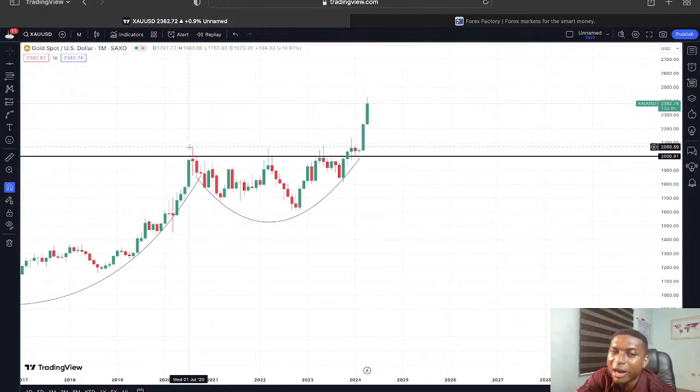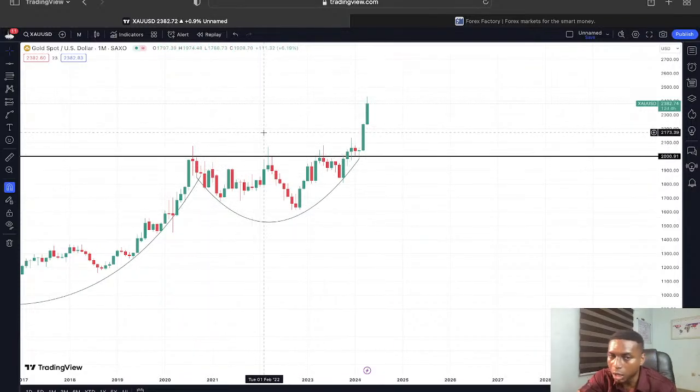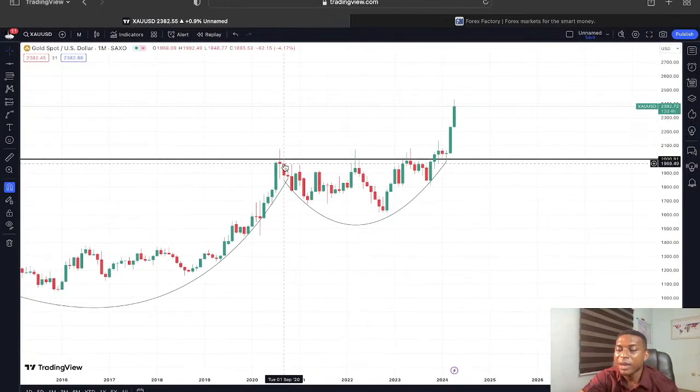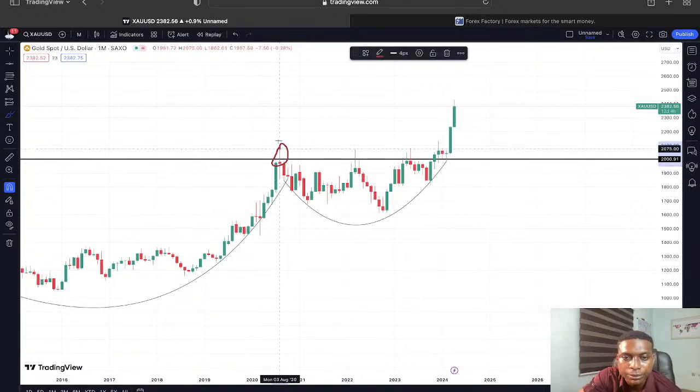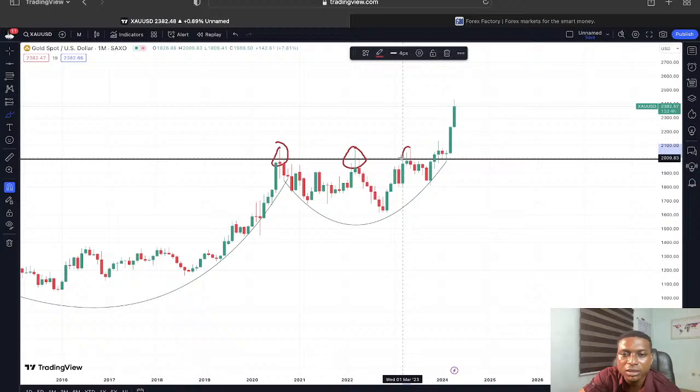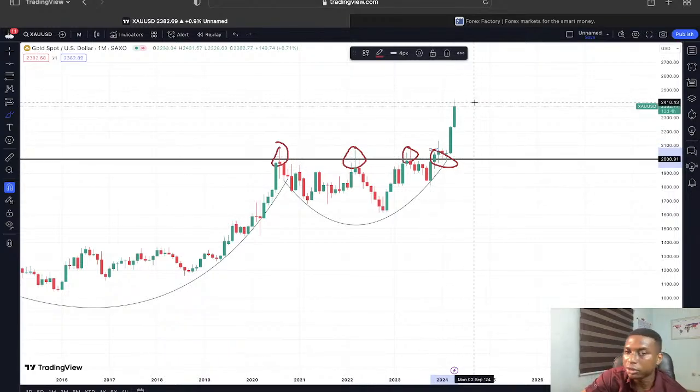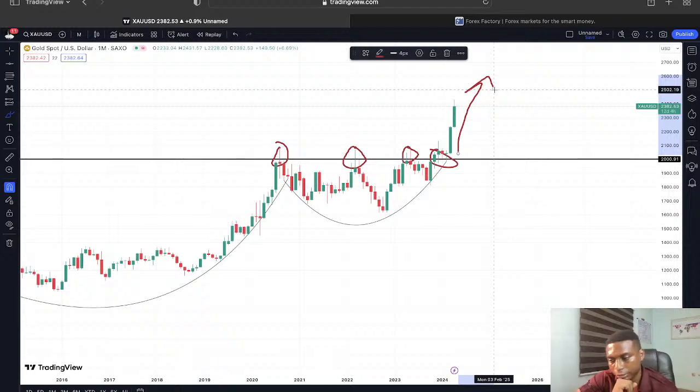So we can see here that we are having an upward bullish chart pattern, and we can see price consistently touching this support zone. It touched it once, touched it twice, touched it the third time, then the fourth time touching it, what happened? A breakout occurred, and here we are.